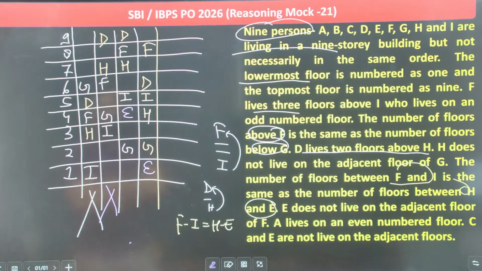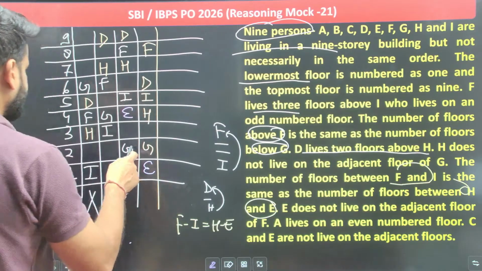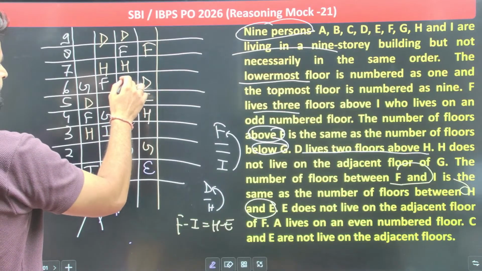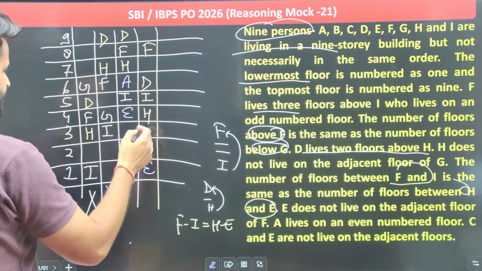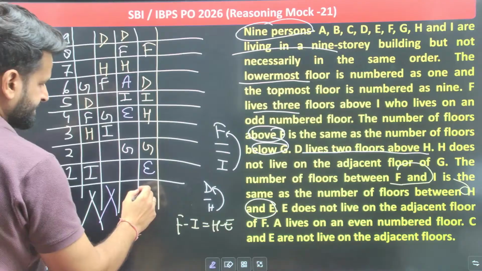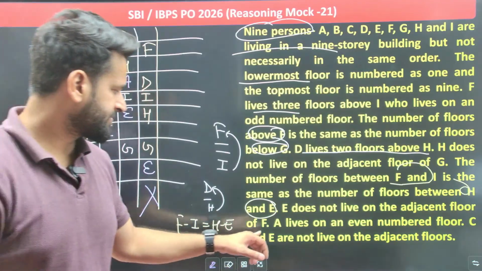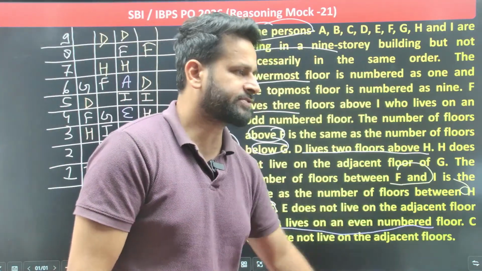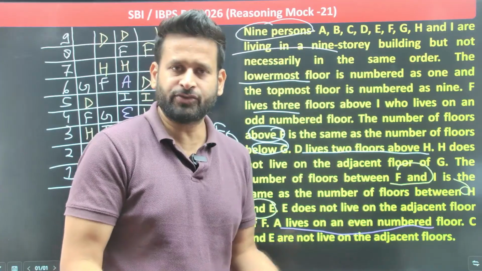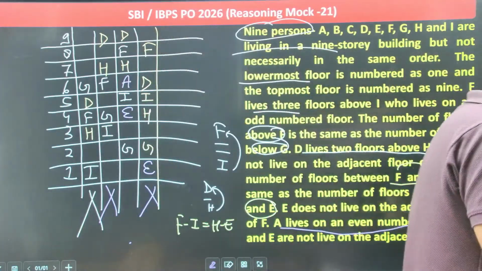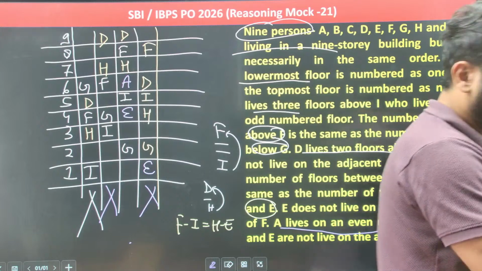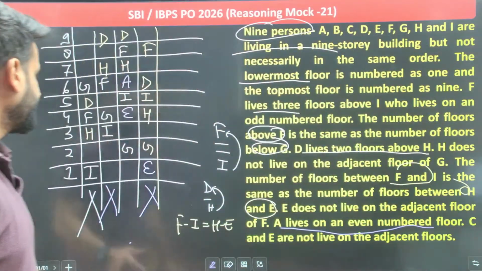Yes, A is living on an even numbered floor. 2 is occupied, 4 is occupied, 6. A on even: 2 occupied, 4 gone, 6 gone, D gone. Now this is wrong. I missed this condition. A was living on an even numbered floor, but there is no place to place A in the last case. Here I can place A.